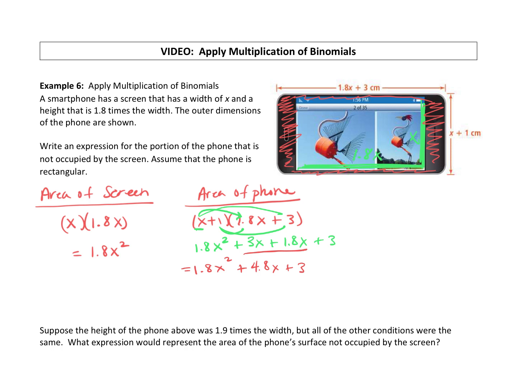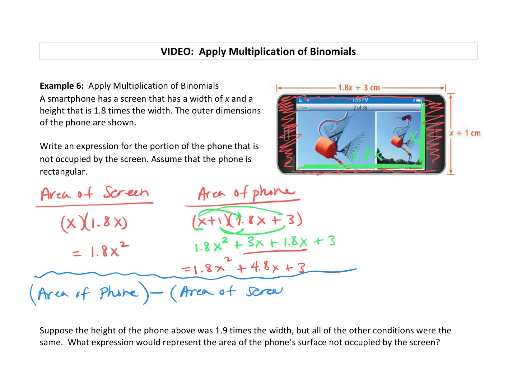All right, so we have the area of the two rectangles. We've got the outer rectangle, the area of the phone. We've got the inner rectangle, the area of the screen. They want the area of everything that's not the screen. So the math that we do is we take the area of the phone and we're going to subtract out the area of the screen. That's the math that will get us there.